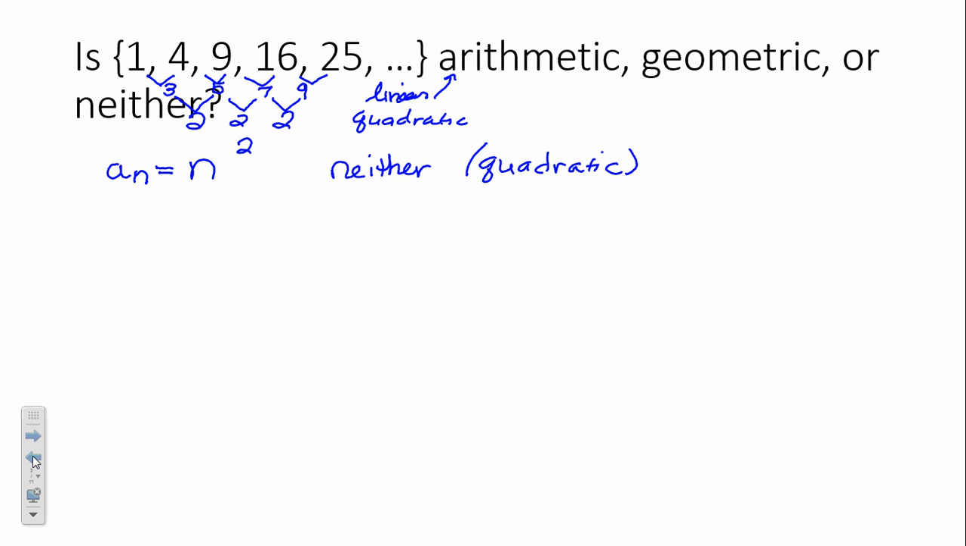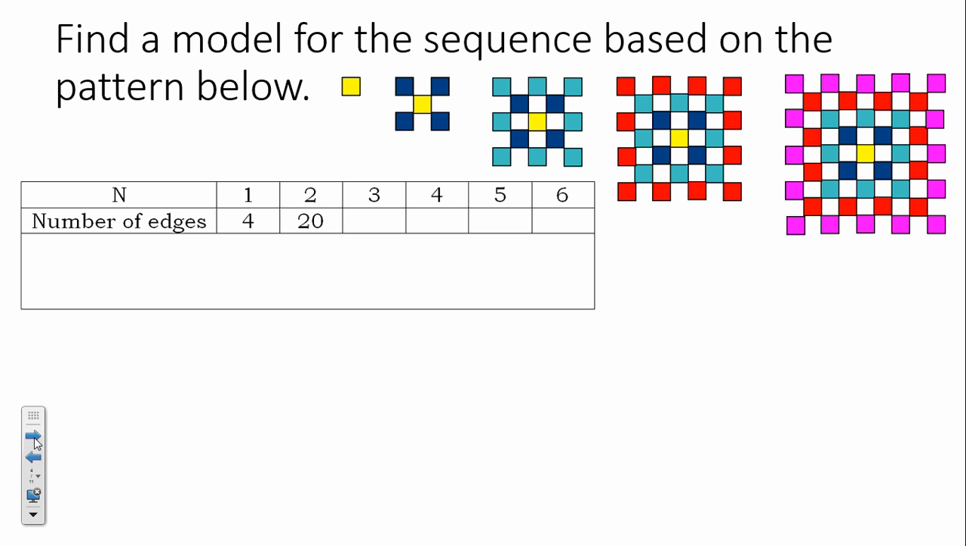Okay. All right. So we've got a figure, a geometric figure, not a geometric sequence, but a geometric figure made from geometric figures, right? Squares. So we started out with our first iteration, our first number, having 4 edges, the yellow box. And the second one has a total of how many edges? Well, the original 4 plus 4, 4, 4, 4, so a total of 20 edges.